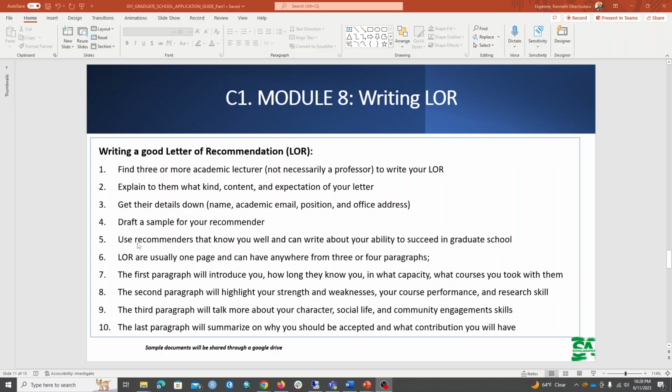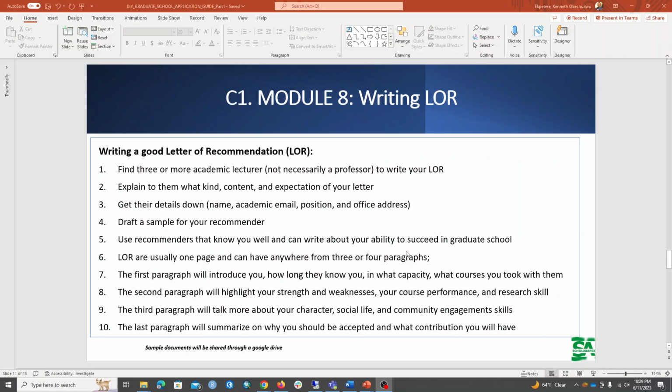Use recommenders that know you well and can write about your ability to succeed in grad school. Don't just pick anyhow people. Pick people who, when you call them, are going to answer you, because it's frustrating when you get to the application period and then you start calling them, they don't pick your email, they don't reply to your messages, they don't take your calls. It becomes frustrating. So pick people that know you very well and that you have good rapport with. You can even start talking to them ahead of time, build that relationship with them before you ask them for a recommendation. I will ask you to do that.